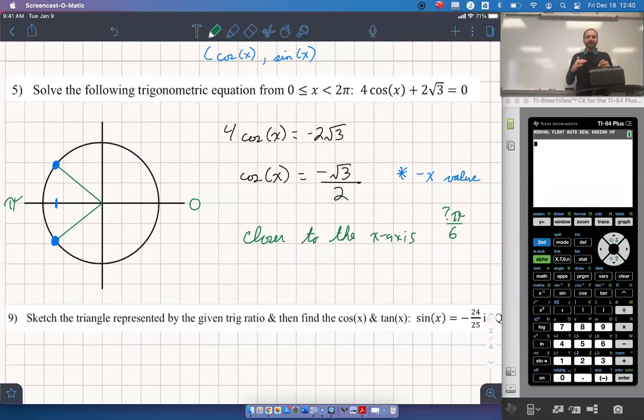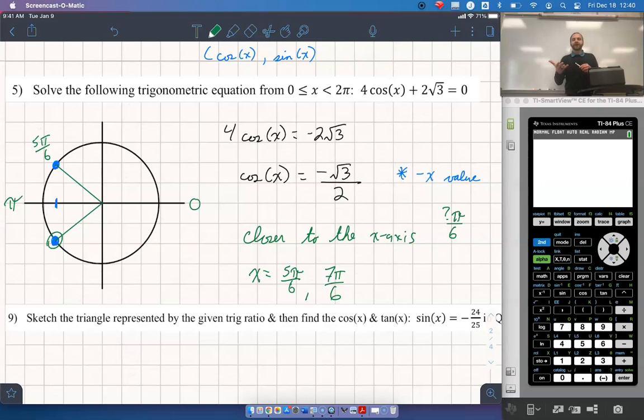So if I go around, hey, that one's slightly less than 1. So this, most likely, if I solve for x, is going to be 5π/6, slightly less than 1. Now, this one down here, that's slightly more than 1. And so that's going to be 7π/6.